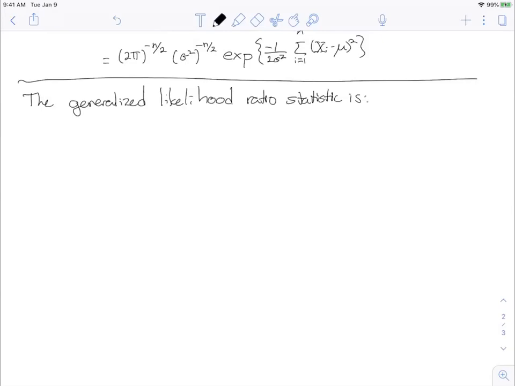So the generalized likelihood ratio statistic is, I'm going to write this as capital W. So I'm thinking about the random variable likelihood ratio statistic right now. And then later, when we're calculating a p-value, we'll have a realized value of this statistic.